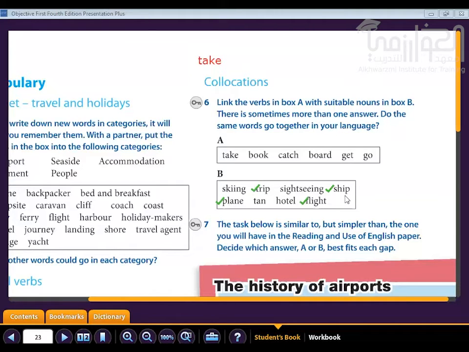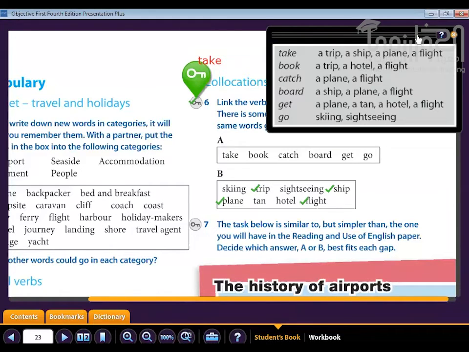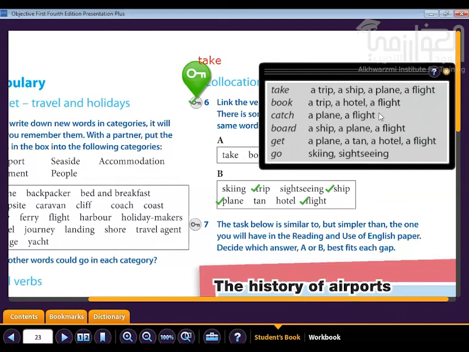Now pause the recording while you complete the rest of the exercise before you look at the answers. I'll show you the answers, but pause the recording and try them first. Okay, now let's look at the answers. So these are the answers. Take a trip, a ship, a plane, a flight, and then book a trip, a hotel, a flight. So these are the answers.